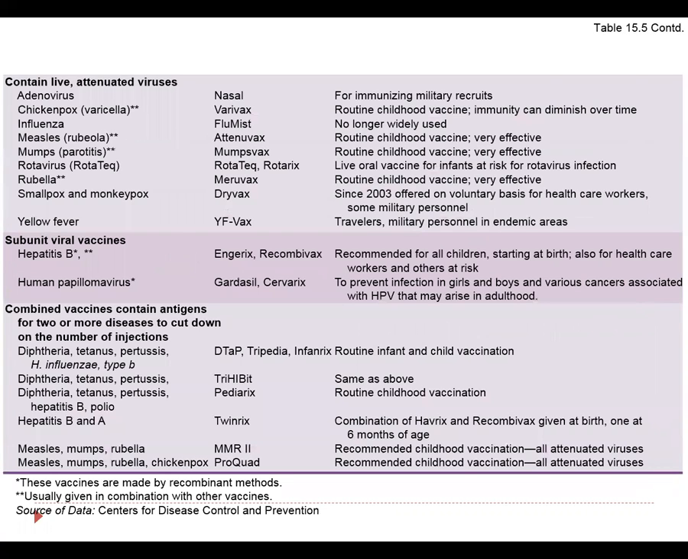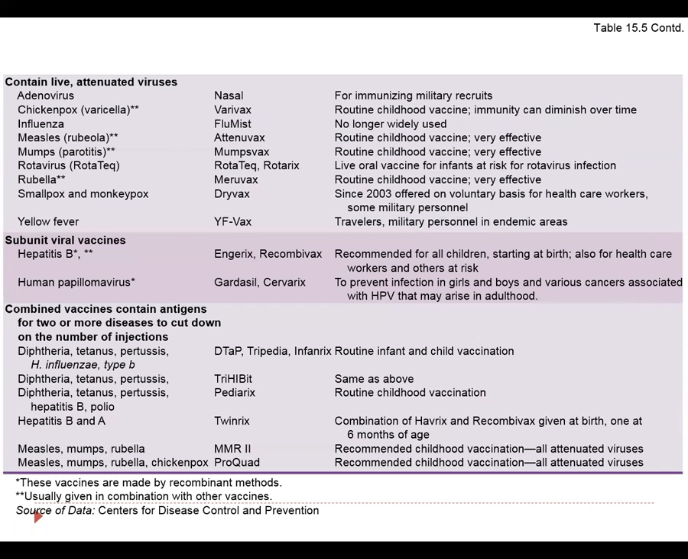Those that contain live attenuated viruses are basically living viruses that have been weakened. Some of the more common ones would be the varicella vaccine. You also have an MMR vaccine represented here, which is measles, mumps, and rubella. Subunit viral vaccines are basically going to be vaccines that are only against the antigenic determinant or epitope.